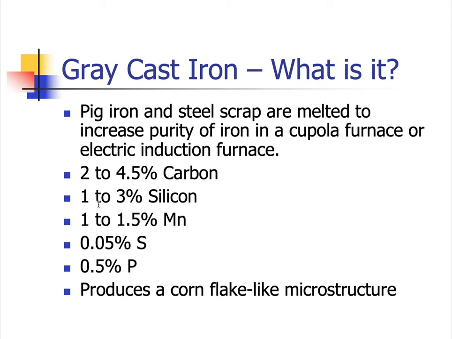Okay, so what does it have? Let's say generally around 3.5% carbon, 2% silicon, somewhere 1.8, 2% silicon, some manganese in there, maybe not always this high, sometimes a little bit lower than that. And then sulfur and phosphorus, you can see, is at a lower level. It produces a cornflake-like structure.